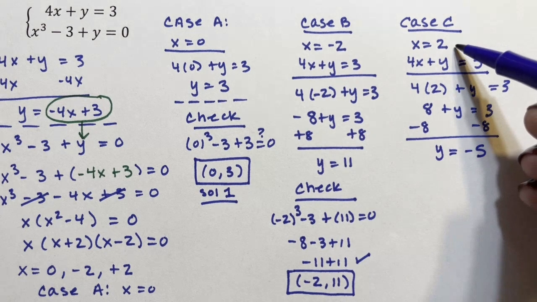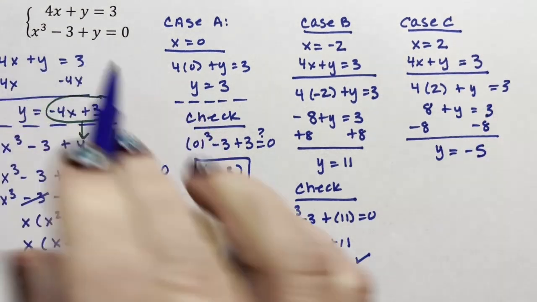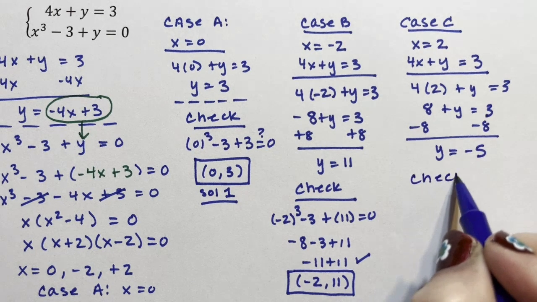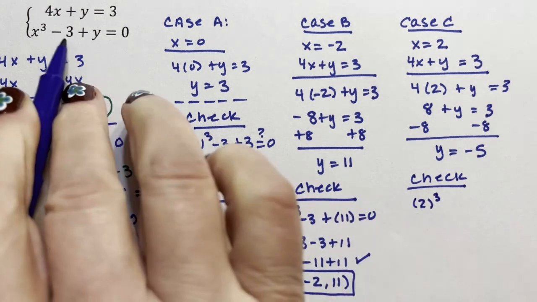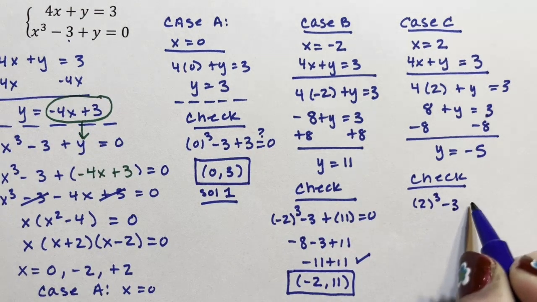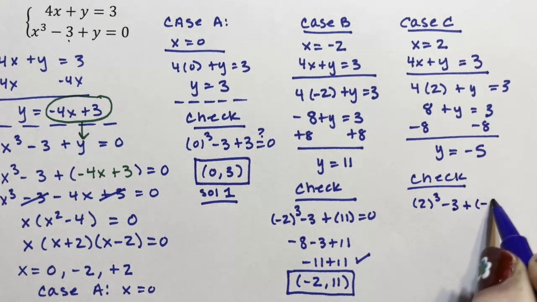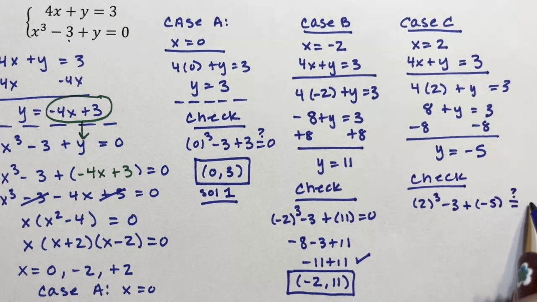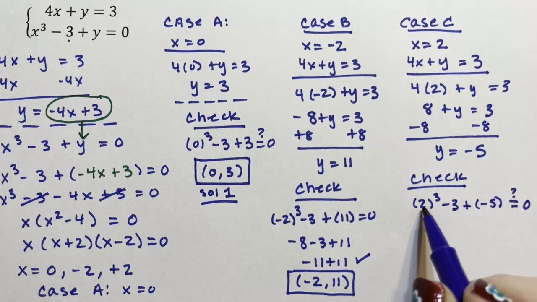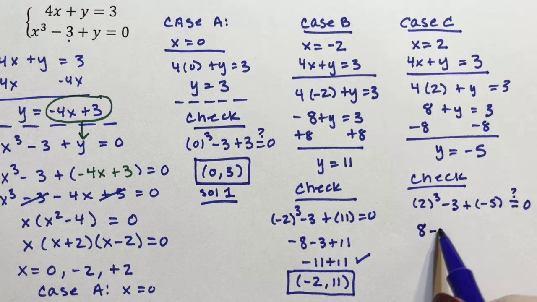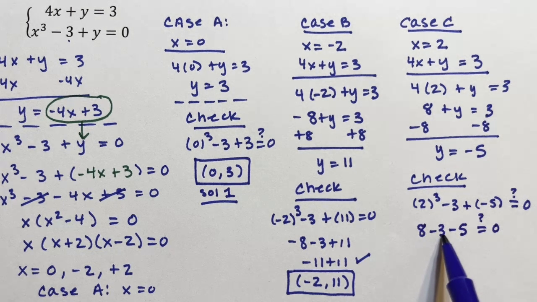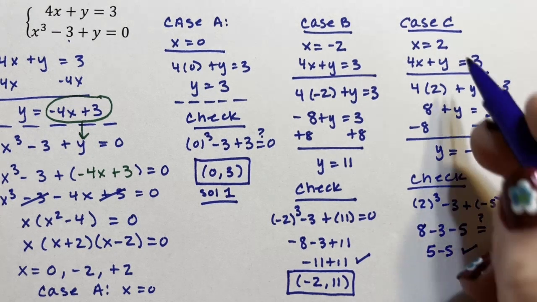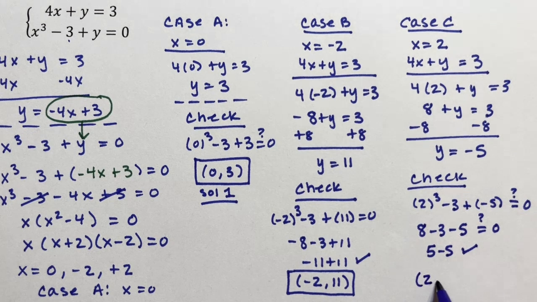So I have an x value, I have a y value. Once again, I want to check it in the bottom equation. So x cubed, 2 cubed, minus 3, plus y, which is negative 5. And we want to know, does this really equal 0? So 2 cubed is 8, minus 3, minus 5. Does this equal 0? 8 minus 3 is 5, minus 5. That works. So our last point is (2, negative 5).